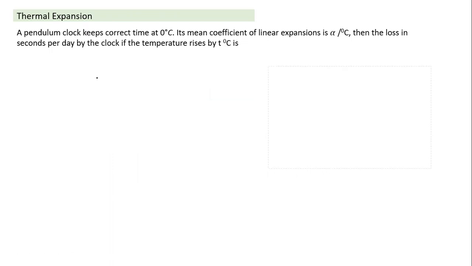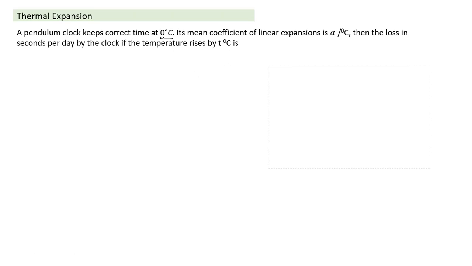Okay, this question: a pendulum clock keeps correct time at 0 degree centigrade. We can say 0 degree centigrade is a calibration temperature. At a higher temperature, L will become more and the time period will become more, and hence the measured time will be less. Delta T will be negative. So let's do that one.